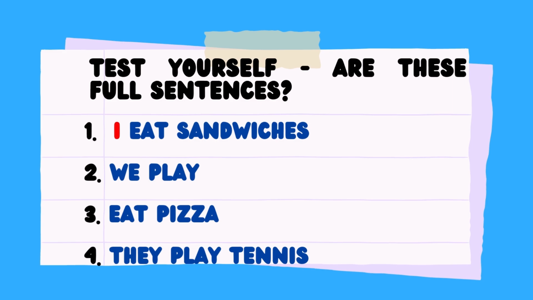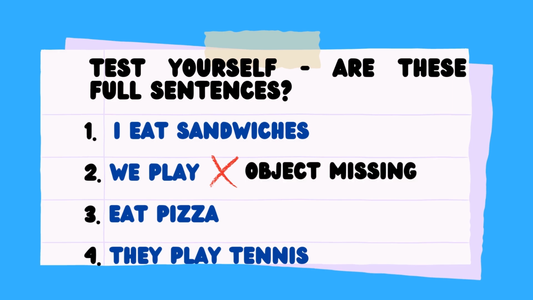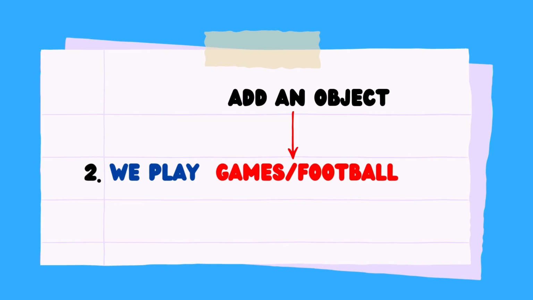Okay, let's look at number 1. In this sentence, I is the subject, eat is the verb, and sandwiches is the object. So, we have a full sentence. What about number 2? Is number 2 a full sentence? It's not. What's missing? It's missing an object. If we added an object after the verb, it would be a full sentence.